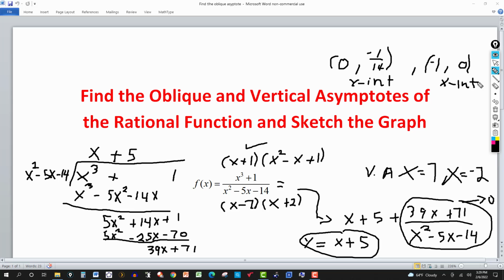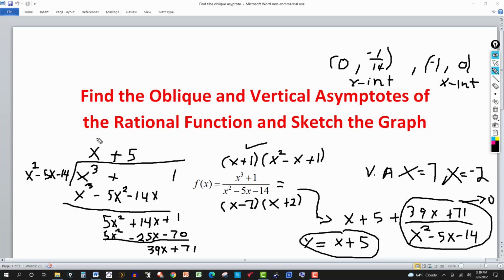Now, one technique that you can use to sketch the graph of a rational function without using the graphing calculator is to find the values where the denominator is 0, we have those, 7 and negative 2, and where the numerator is 0, and that's negative 1, and plot those values on a number line.